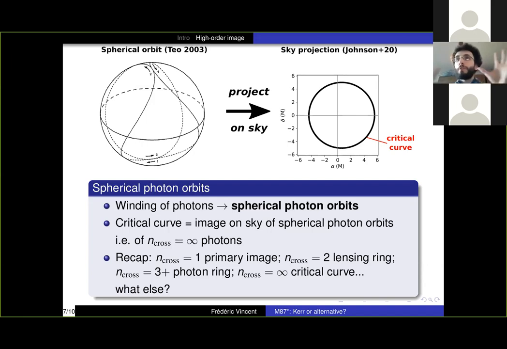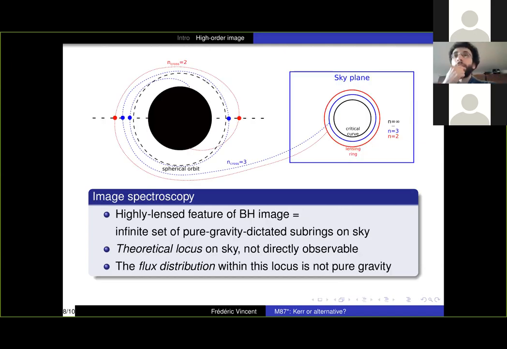So I think now it's time to try to summarize everything and put all these different definitions in one slide. This is what is hopefully illustrated in this figure. So on the right, the sky plane. And you see that this is giving the detailed substructure of the highly lensed region on the sky. You see that it's not just one ring, it's not just two rings, it's actually an infinite set of rings. And each ring corresponds to a higher and higher number of crossings of the equatorial plane by photons. For instance, if I consider some blue geodesics that impact the n equals 3 subring on the observer sky, you see that it's crossing the equatorial plane once, twice, and three times.